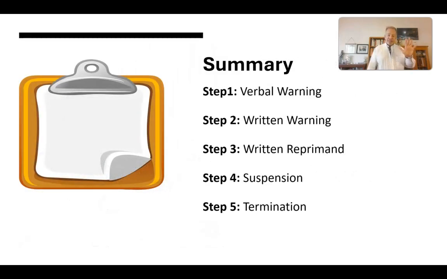Here are the 5 steps. Verbal warning, whichever way you want to do it, you can document it. Okay, a written warning in writing that you're referring back to the verbal warning in it. A written reprimand, which is a stronger, different type of aspect of it. A suspension, and then finally a termination. These are the 5 steps. You can vary them according to the situation.